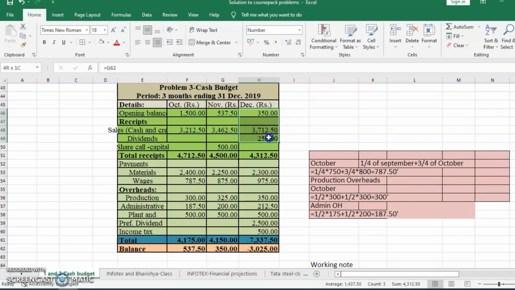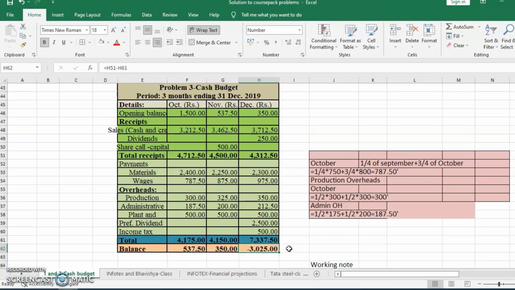In the same way we added this to the other important receipts, and we got a total of 4,312.50, and the total expenses is around 7,337.50, which means your expenses have overshot, and there is definitely a deficit. Your expenses incurred are a bit bigger in the month of December, and you get a negative amount, which is 3,025. So there is a shortage of money.